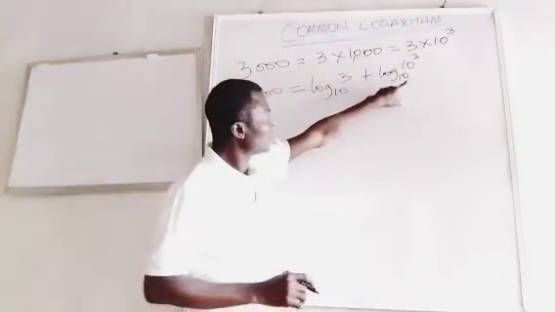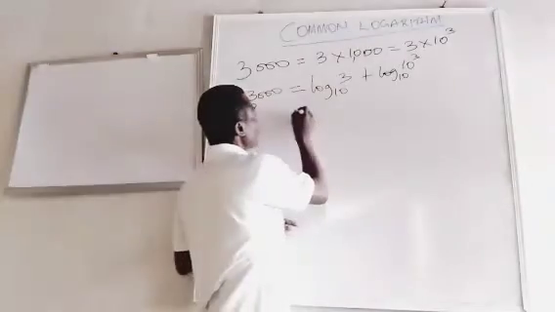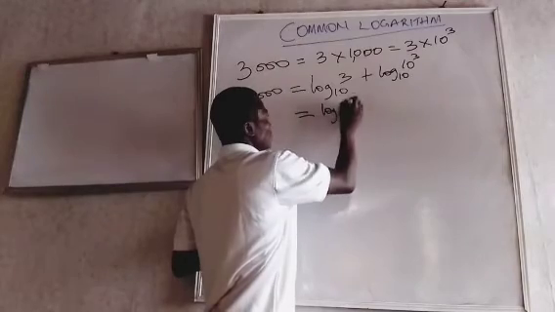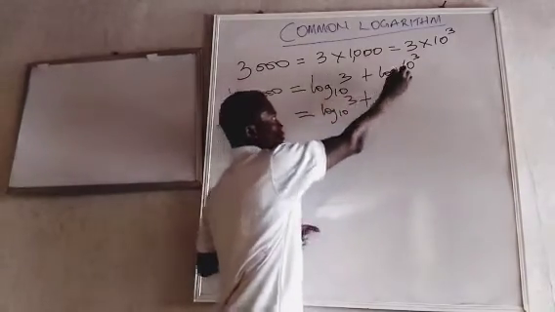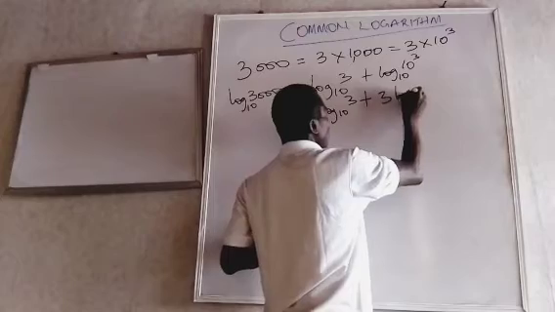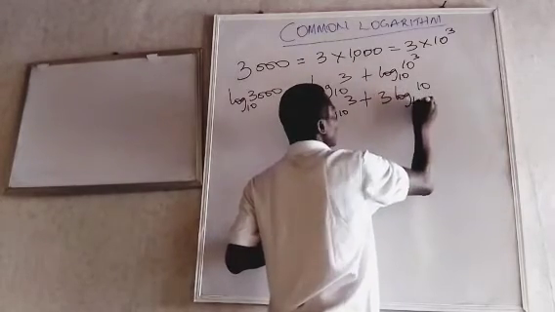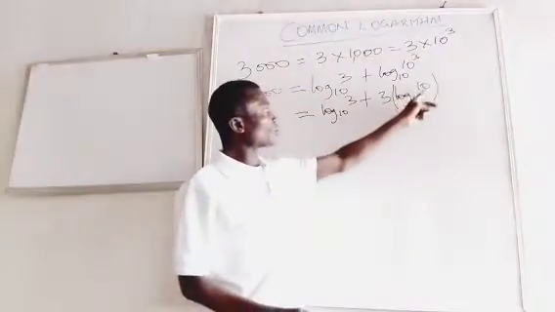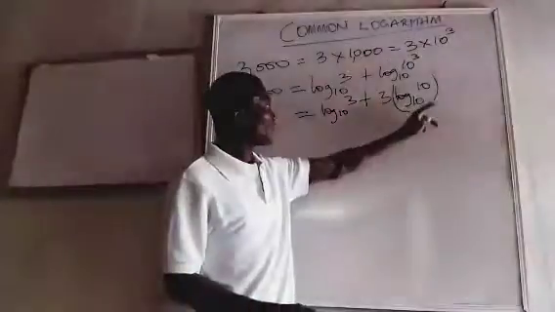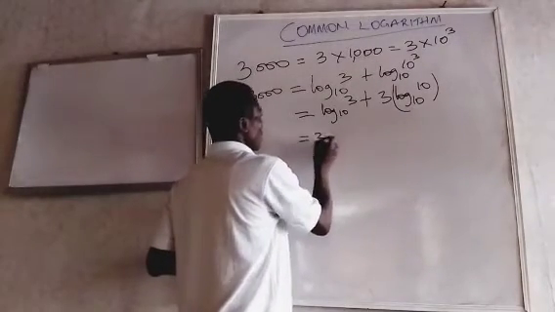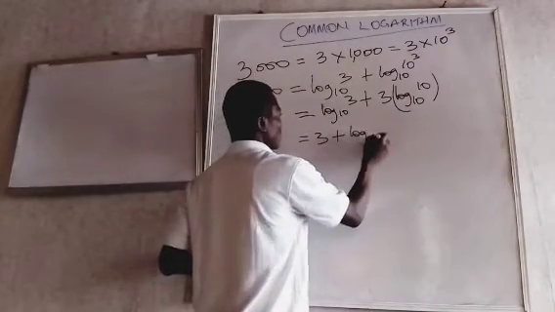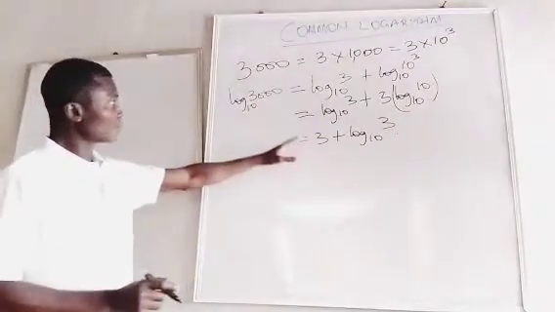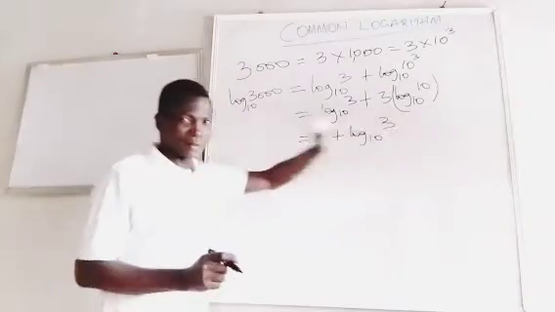Now, this one, we can still look at as log 3 to the base of 10 plus 3 log 10 to the base of 10. And from our knowledge in logarithm, we know that when the base and the number are the same, it is 1. So it's going to be 3 plus log 3 to base 10. You can see. So have this in mind.